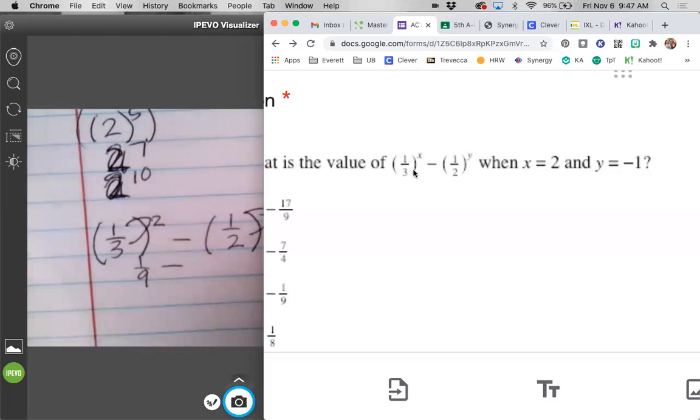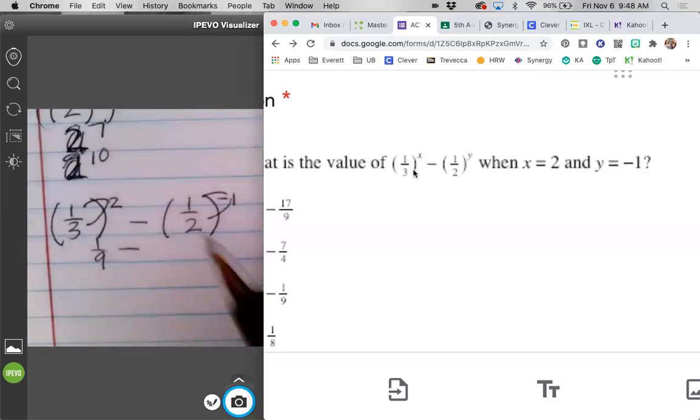And then this -1 means that I need to flip this over. And then it's just raised to the 1st power. So I just flip over 1/2 and it becomes 2. Now, a lot of folks are not great with fractions, but look at what you're doing. You're taking basically a -2 and you're going to add 1/9.